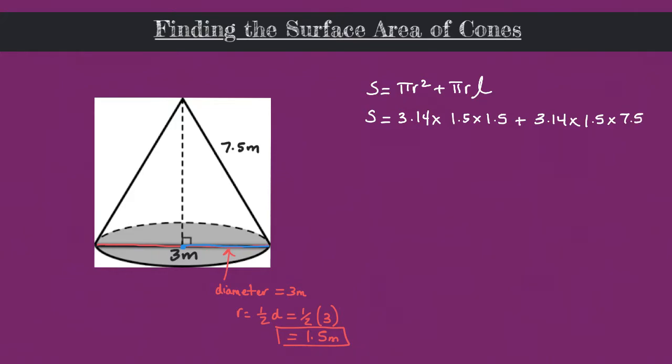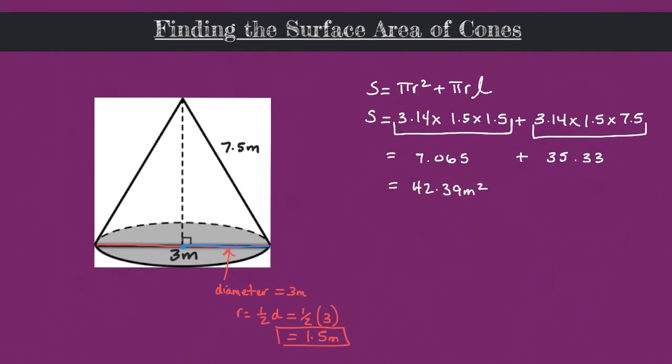Now that we are at that point in our equation, the first part of our formula, 3.14 times 1.5 squared, is going to be 7.065, plus the second part of our formula, 3.14 times 1.5 times 7.5, which is going to be 35.33. And when we add those together, we end up with 42.39 square meters. And this is the total surface area of our cone.